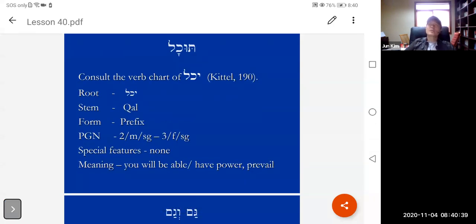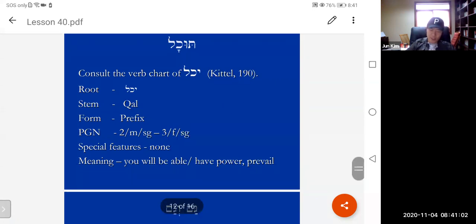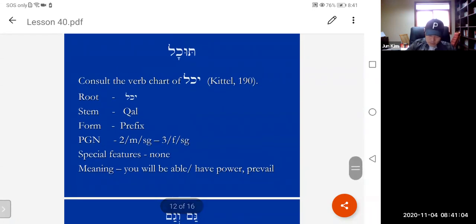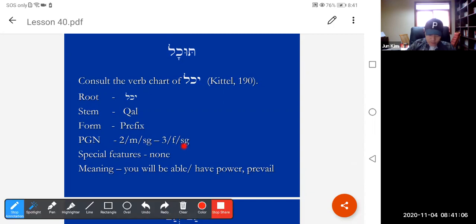Now, actually, the verb yakal is quite unique, a strange verb. So we need to deal with this separately. So you may start asking this question: Okay, Pastor, you told me that this is a yakal. Then why is it that we have shurek? We are going to talk about it.